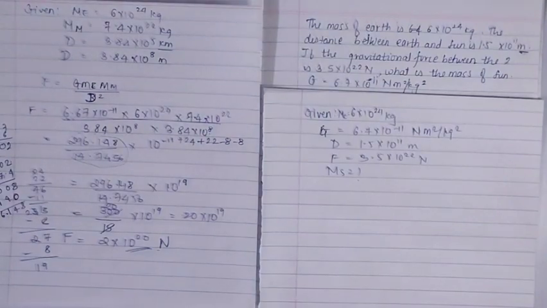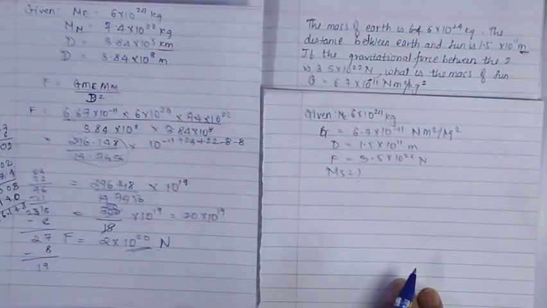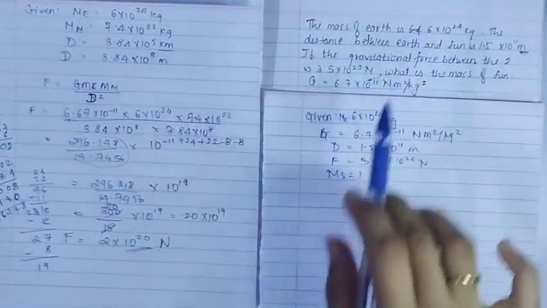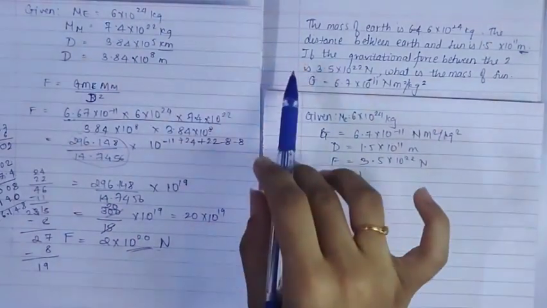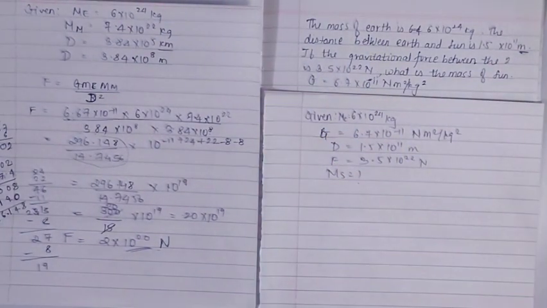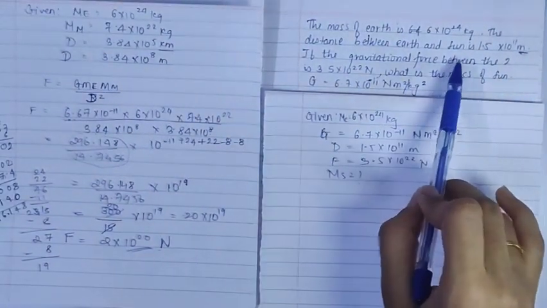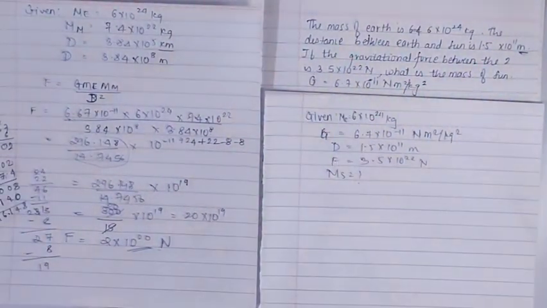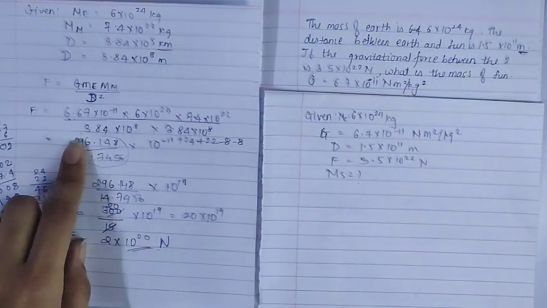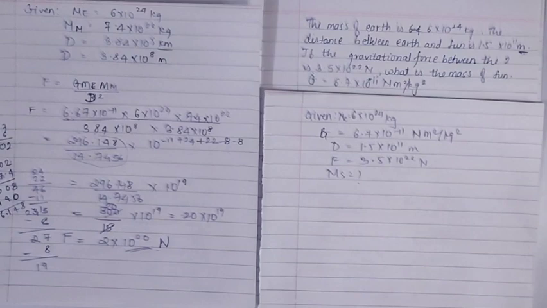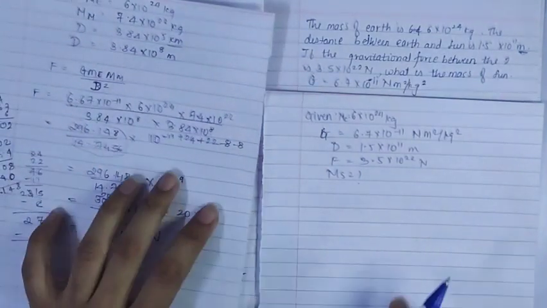Okay, so now let's move on to the next sum. So what does it say? The mass of the earth is 6 into 10 raised to 24 kg. The distance between the earth and sun is 1.5 into 10 raised to 11 meters. And if the gravitational force between the two is 3.5 into 10 raised to 22, what will be the mass of the sun? So this is very similar to the previous sum, only the difference is, instead of finding the gravitational force here, we need to find out the mass of the sun. The same formula we are going to use here.